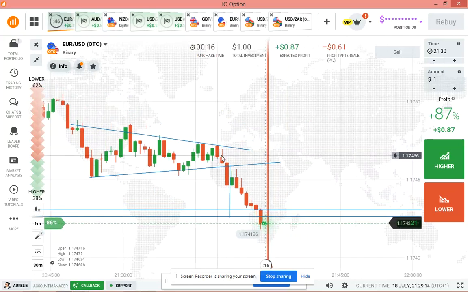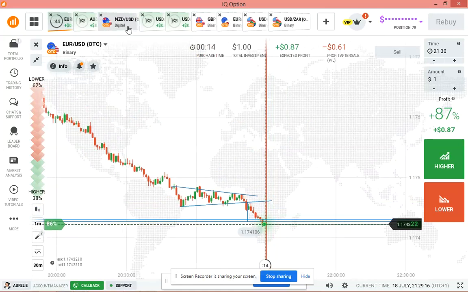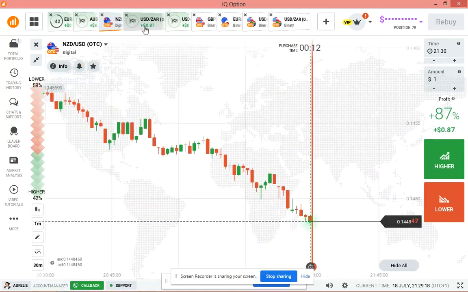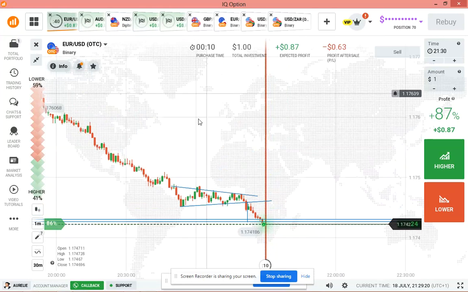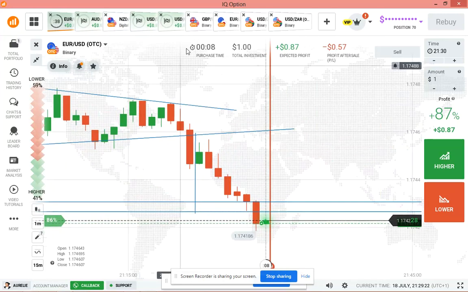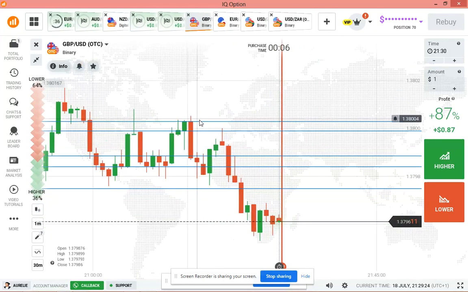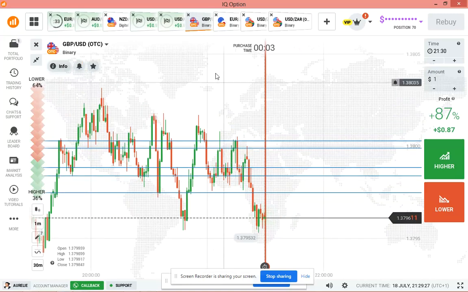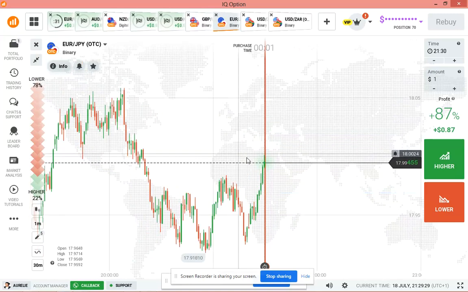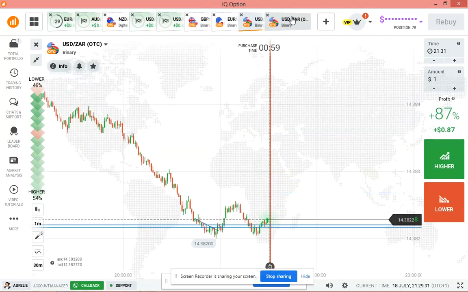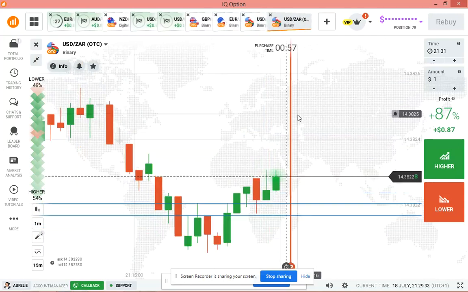So that is how to predict the next candle. If you want to predict the next candle, make sure that there's information on the left side. Don't trade randomly. You can trade here, but try to avoid the one that is too rough.